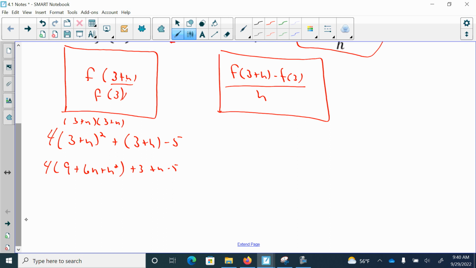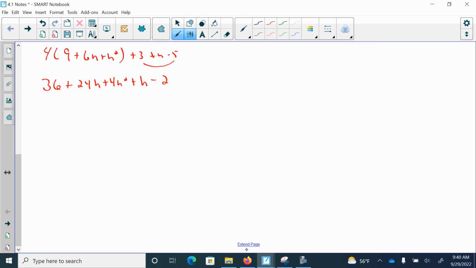Then I'm going to distribute the 4, so I'm going to have 36 plus 24h plus 4h squared plus 3 plus h, and then can I make that minus 2? Are you good with that? Did I combine those two? Yeah. And then I am going to write in descending order.